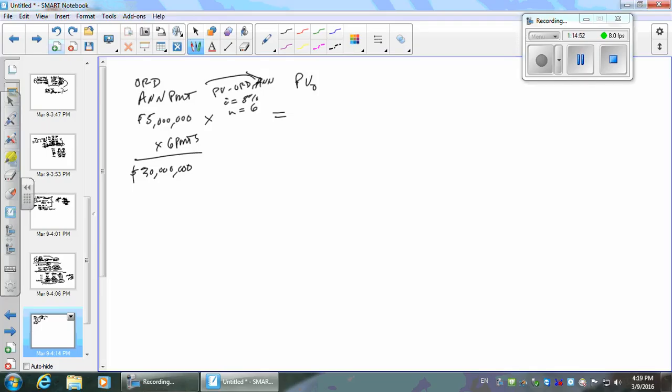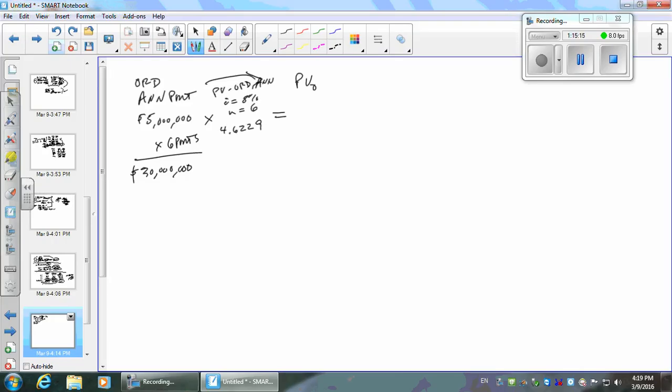What's it got to be? I'm going to take interest out of the 30 million. Something less than 30, but I bet it's more than 5. What's the factor for N is 6 periods, I is 8% on the present value of an annuity table? The factor is going to be less than 6 because you're taking interest out, but not a whole lot less. What's the factor? 4.622.